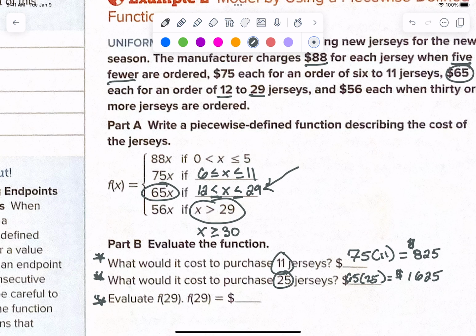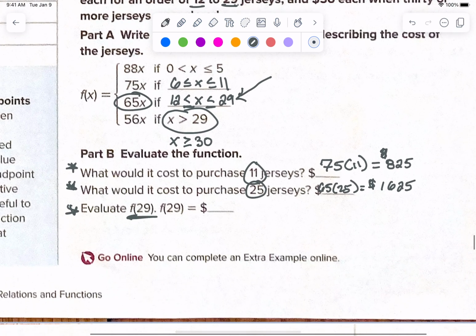Now, they say f of 29. What does that mean? If you're doing 29 shirts, that's just a different way of saying that. If we're at 29 shirts, are we in the first, second, third, or fourth? Technically third, right? We're on the last edge. We might as well buy one more and then our price goes down, right?